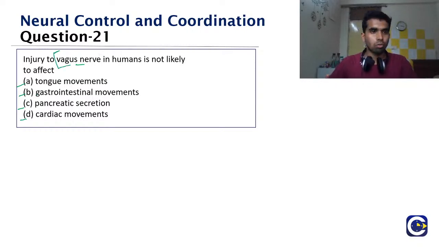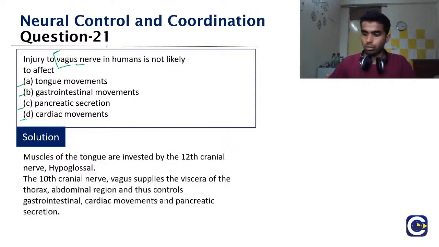And what is the function of this vagus nerve? The vagus nerve supplies various organs, like the viscera or the organs of the thorax and abdomen, and it controls the gastrointestinal movements, cardiac movements, and the pancreatic secretion. So yes, B, C, and D have to be correct.